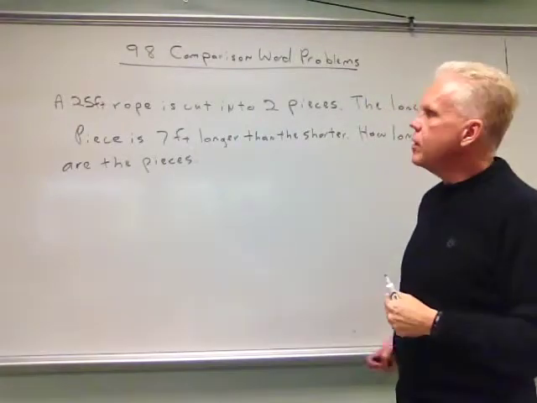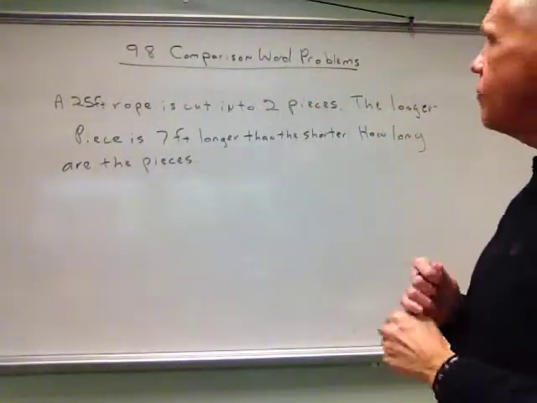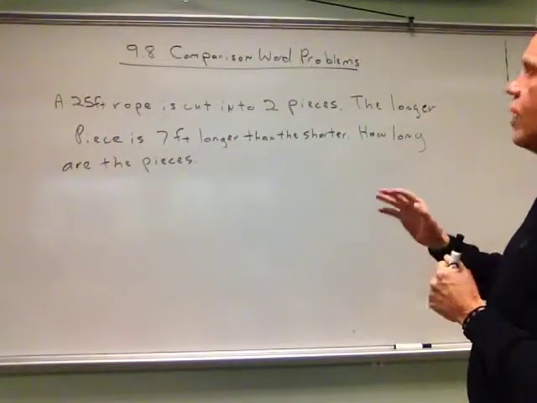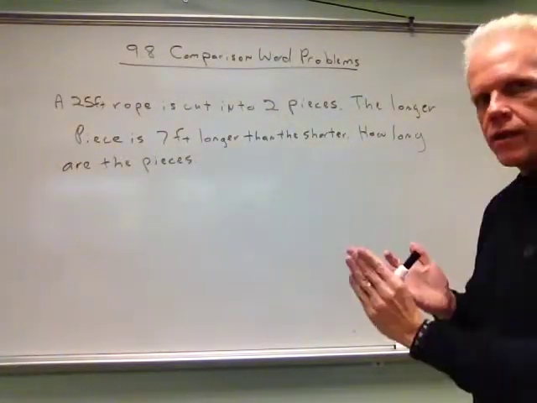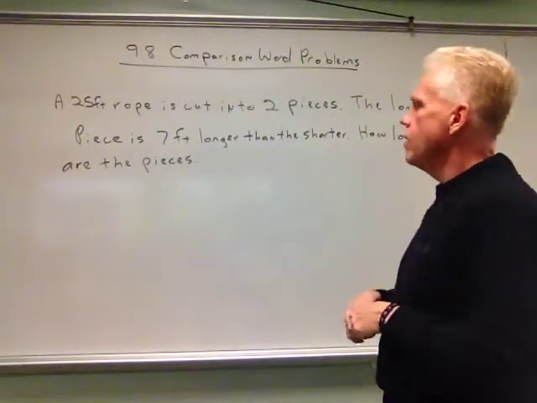Okay, very similar to what we did a minute ago, but this time we're going to take a rope and cut it into 2 pieces. Our rope is 25 feet long, cutting it into 2 pieces, a longer piece and a shorter piece. We didn't cut it exactly half in 2. The longer piece is 7 foot longer than the shorter piece. How long are the pieces?